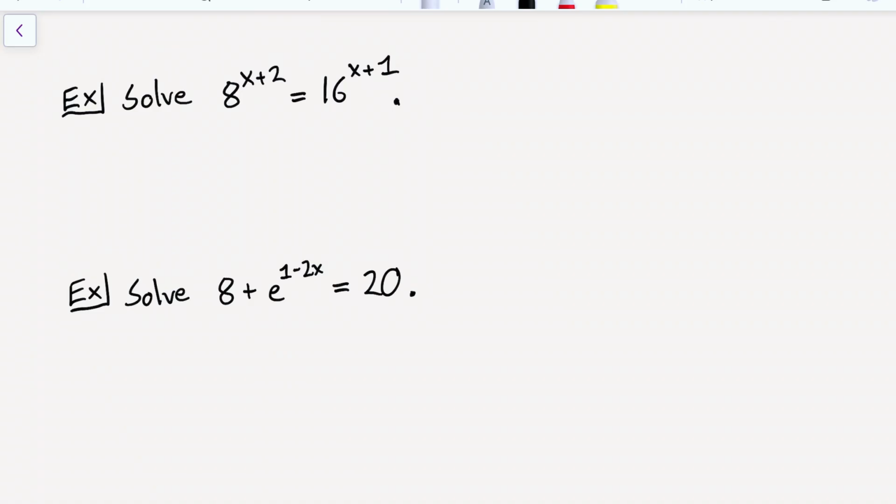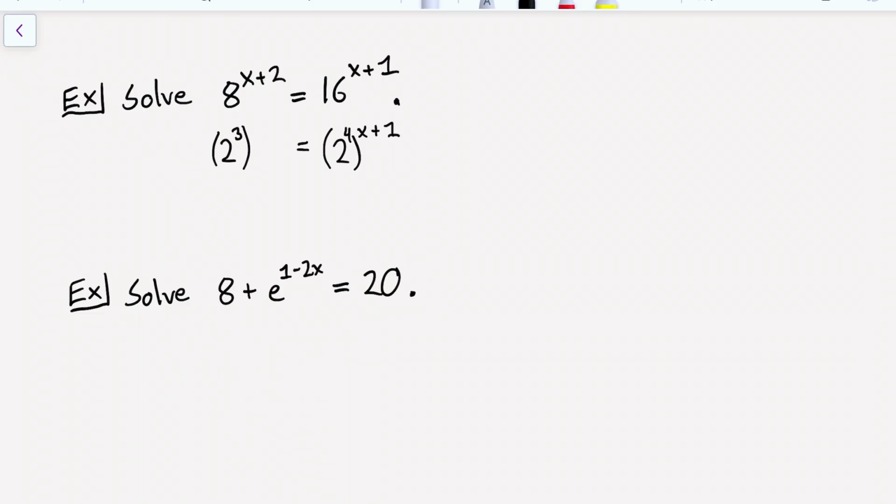Let's see if I can apply the same idea with another exponential equation. 8 to the power of x plus 2 equals 16 to the power of x plus 1. If I can express these bases as powers of the same base, then I can use the one-to-one property of exponents to solve for x. So think about the numbers 8 and 16. Both of these are powers of a smaller base. 8 is the same as 2 to the third, and 16 is the same as 2 to the fourth.